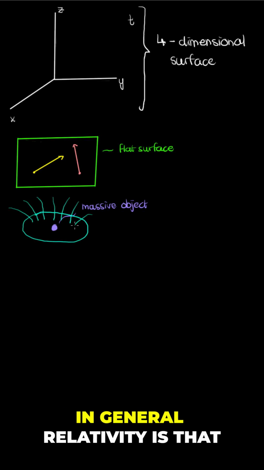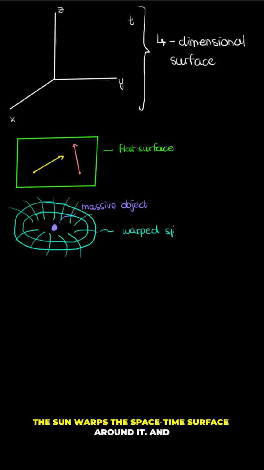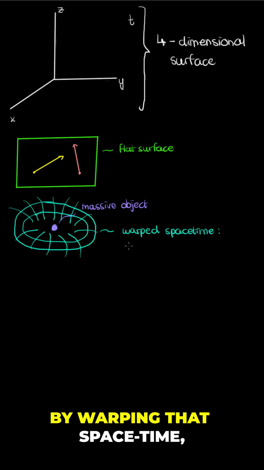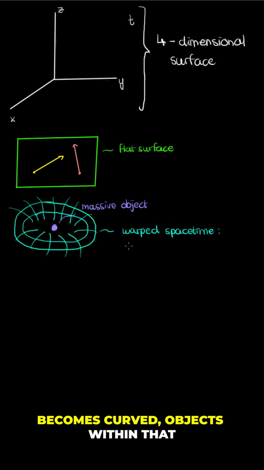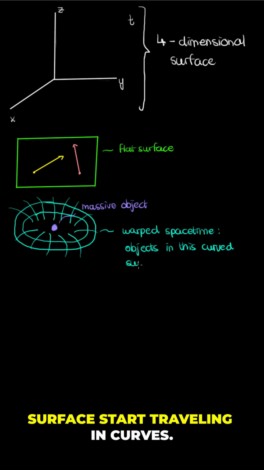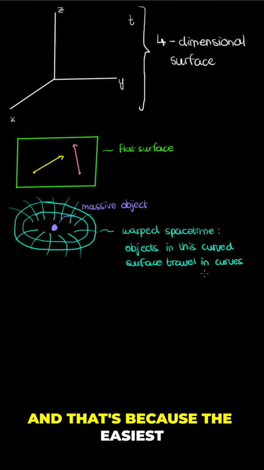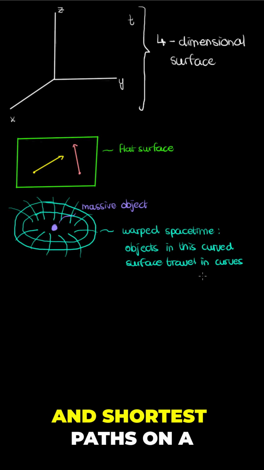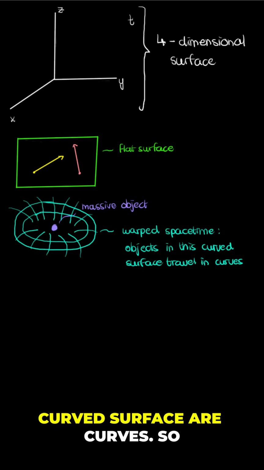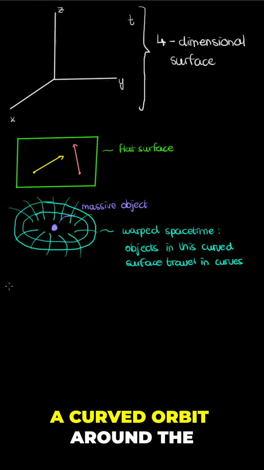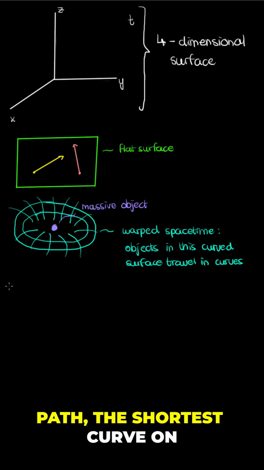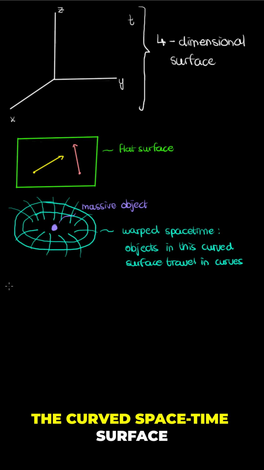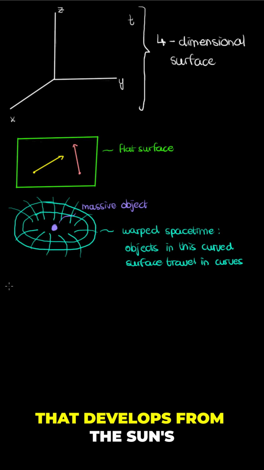The reason in general relativity is that the sun warps the space-time surface around it, and by warping that space-time, the space-time surface becomes curved. And when that surface becomes curved, objects within that surface start traveling in curves. And that's because the easiest and shortest paths on a curved surface are curves. So when the Earth travels in a curved orbit around the sun, it happens because Earth is actually taking the shortest path, the shortest curve on the curved space-time surface that develops from the sun's mass and energy.